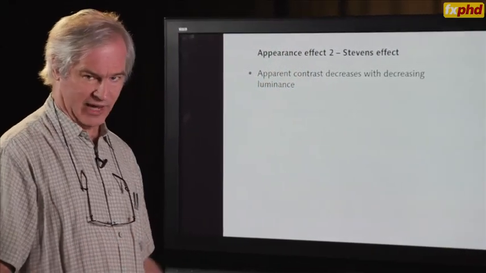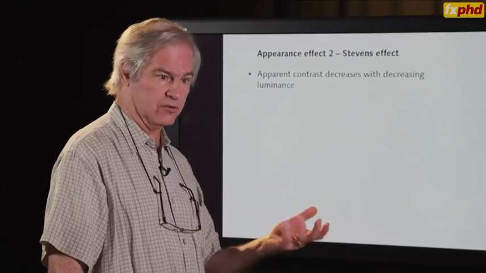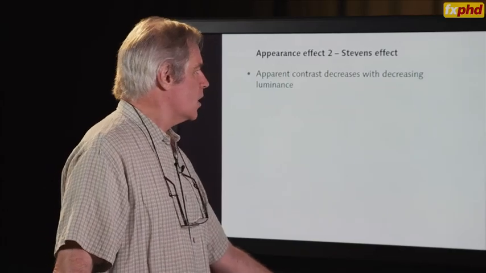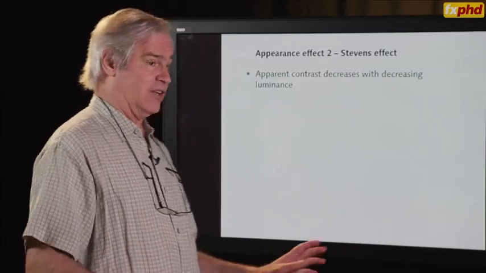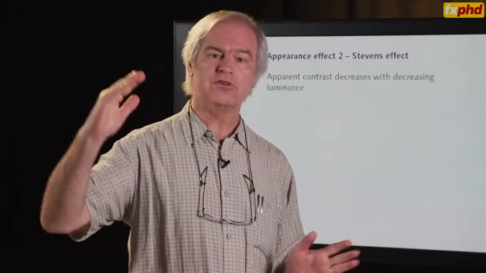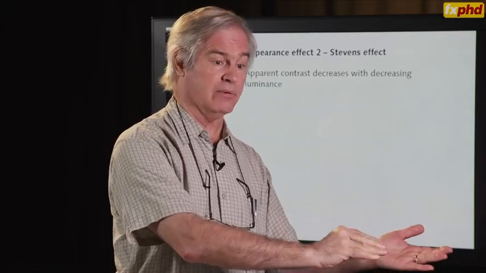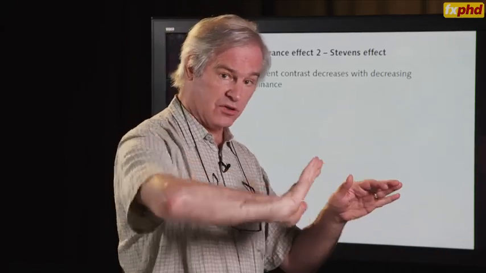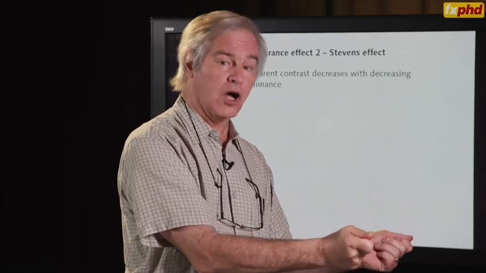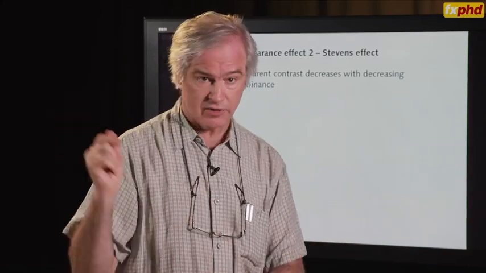is the Stevens effect, so named after a famous vision scientist and experimental psychologist. And the Stevens effect states briefly that apparent contrast decreases with decreasing absolute luminance. So not only does the colorfulness drop, but the contrast drops. And we need to compensate that to give the displayed scene the contrast properties that you would associate with a very bright environment.